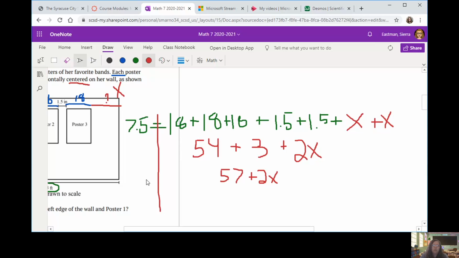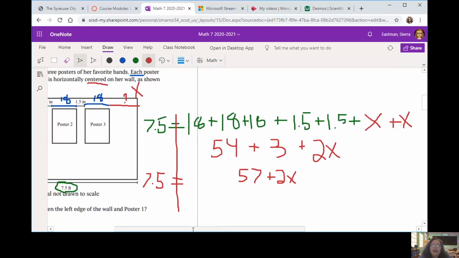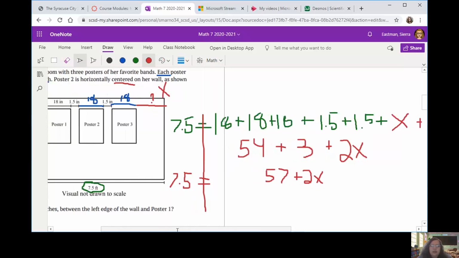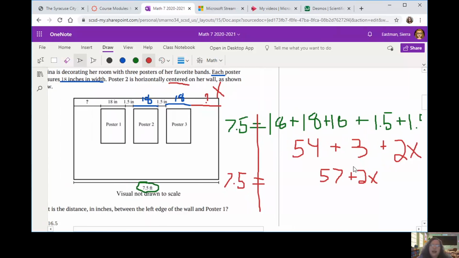This is where my line would be. My 7.5 is on this side, equals that 57 plus 2x. Okay. Here's where I think I just caught myself making a small mistake. In my head, I kind of went ahead a little bit and tried to figure out this answer. If we did do this whole thing, let's see what it would be.